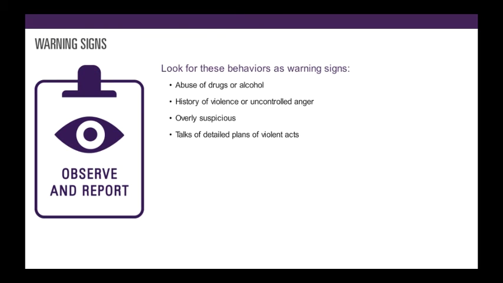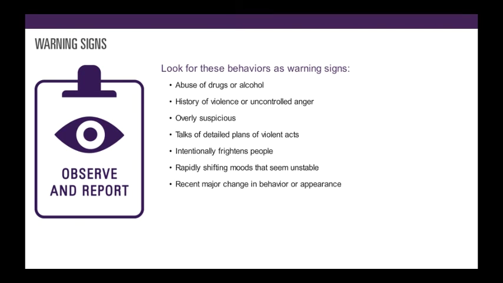If the person talks about detailed plans of violence or shows an unnatural fascination with weapons, these are also possible signs of violence. Look also for behaviors like intentionally frightening people, rapidly shifting moods that seem unstable, or a recent change in behavior or appearance. If you notice these signs, report them to the case manager or supervisor.